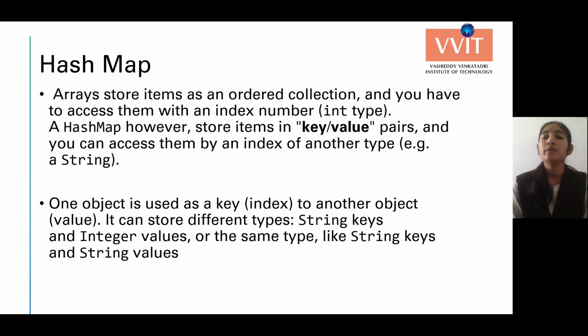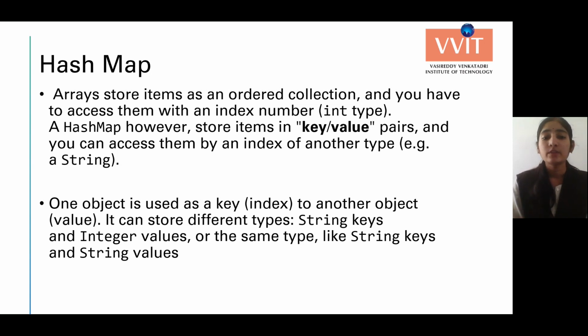Now let us see, coming to hash map. Arrays store items in an ordered collection and you have to access them with the index number, right? But in this hash map or map, we'll store the items in key value pairs. We will access the values by using its keys. Here keys should be unique. It cannot be duplicate.